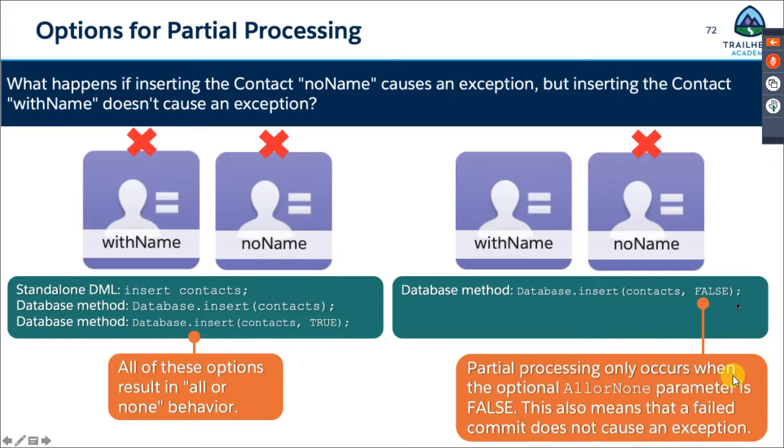The only difference here is when you do database insert with a false. Now that parameter is called all or none. All or none true means you either insert all the records or none of the records. When you do all or none false, that basically means some. Don't do all or don't do none. Do as many as you can. Okay, good.